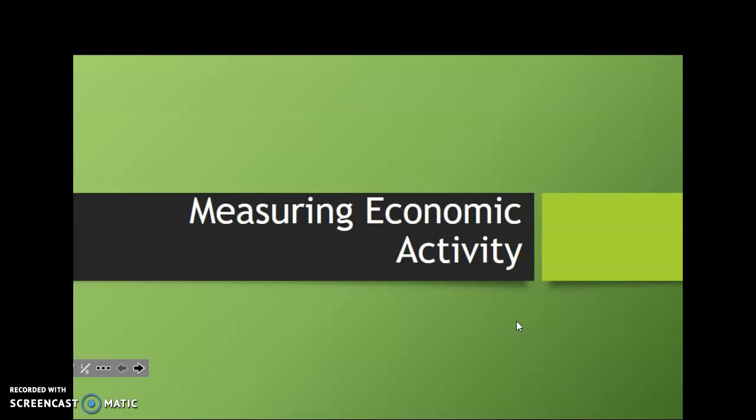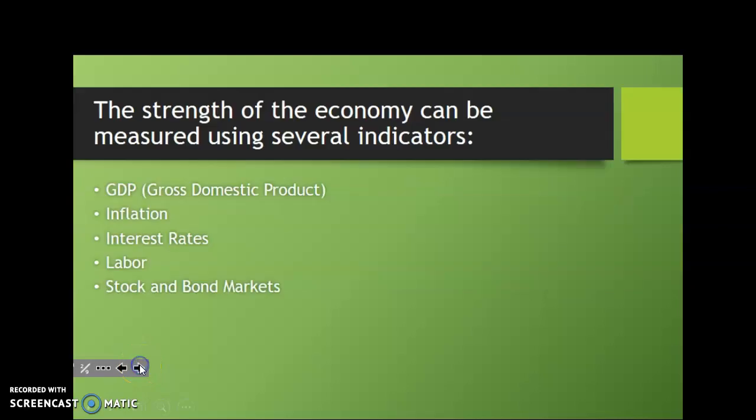Today we're going to start into a new chapter, Measuring Economic Activity. Our learning targets for this activity: we're going to be describing the common indicators used to measure the strength of an economy, and later on in the chapter we're going to be explaining the 4 stages of a business cycle.